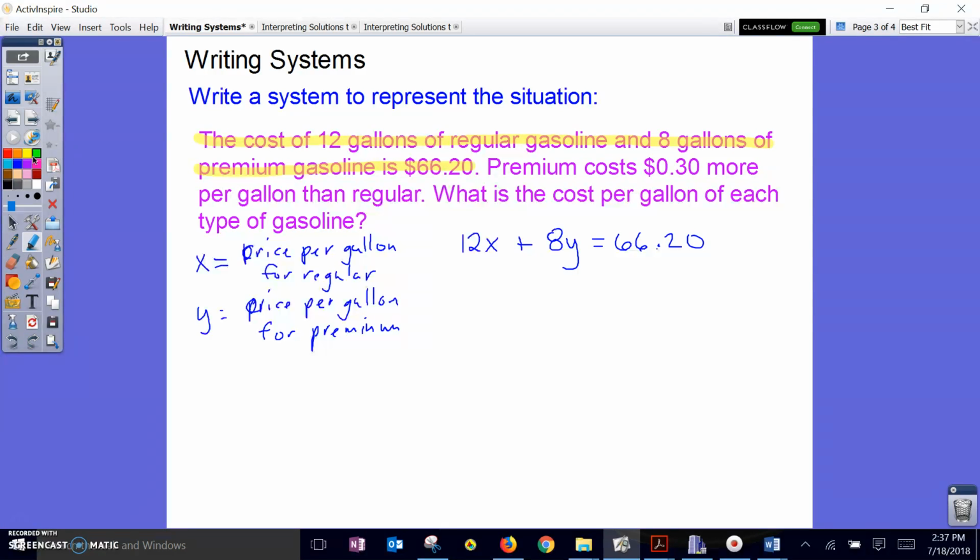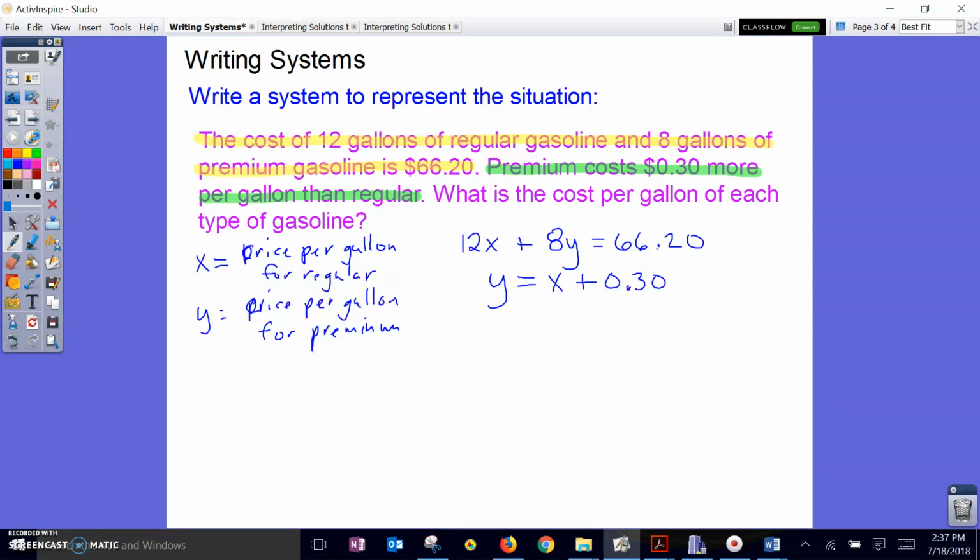And then the second equation is going to come from this sentence. Premium costs 30 cents more per gallon than regular. So if you think about what that means, interpreting that from a common sense standpoint, that means the premium amount is equal to the regular amount plus 30. Since premium costs 30 cents more per gallon than regular, premium is equal to regular plus 30 cents. And there's our system that we can use to solve and find the cost per gallon for each of these types of gasoline.